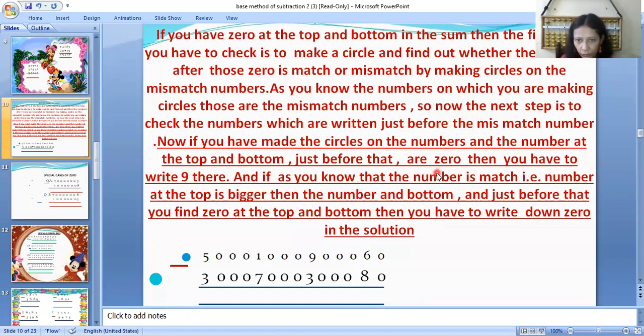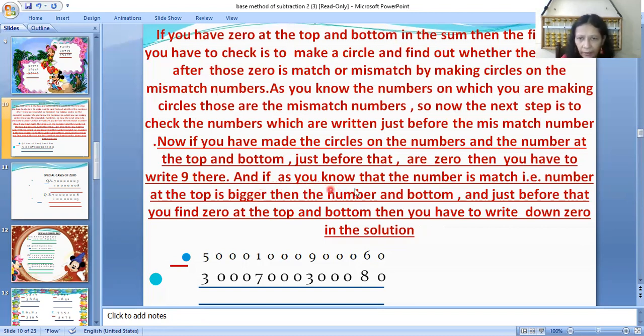If you find the zero and the numbers are mismatched, what you have to do is write 9 there. I will show you how in the question. This you have to learn. This is a very important line. If you have a zero before any mismatch number, you have to write 9 there, on the top and bottom, both parts, if you have zero. I will show you here.